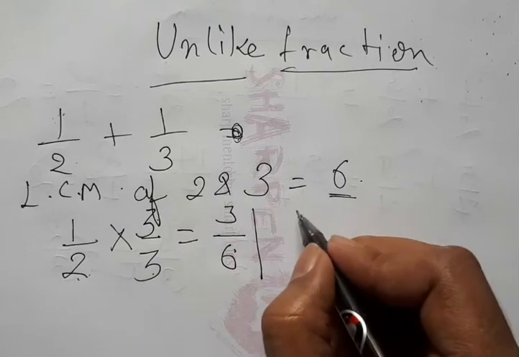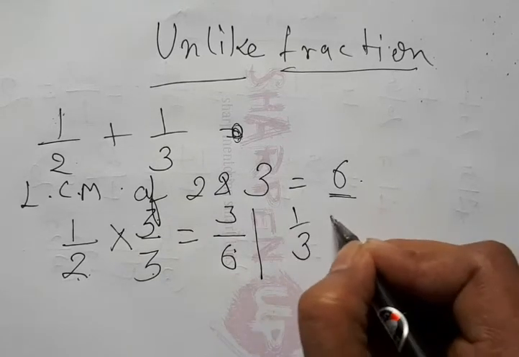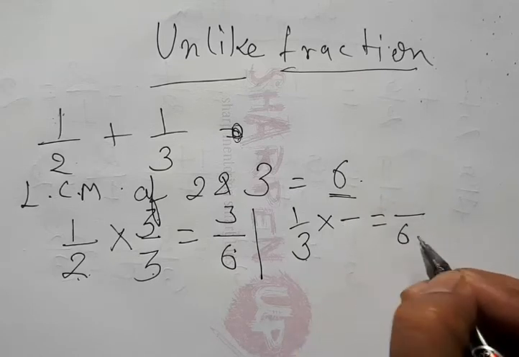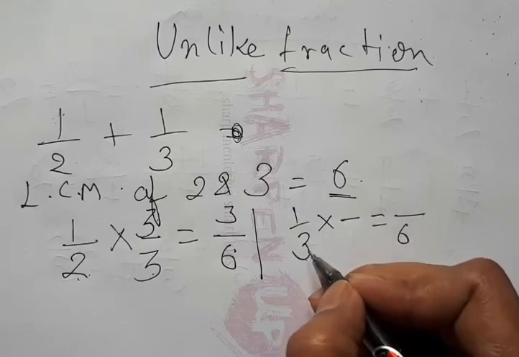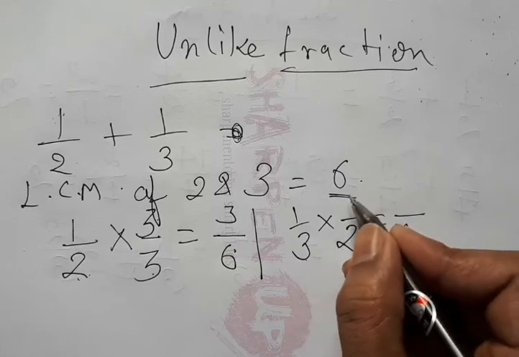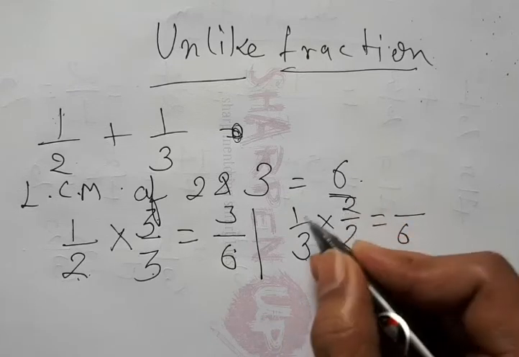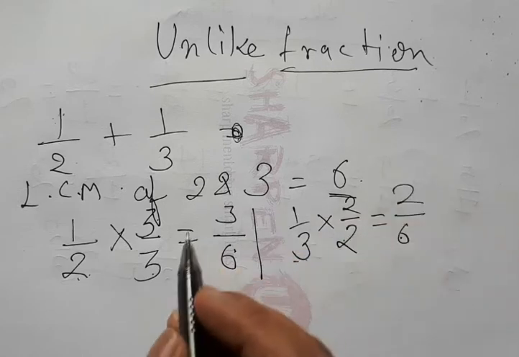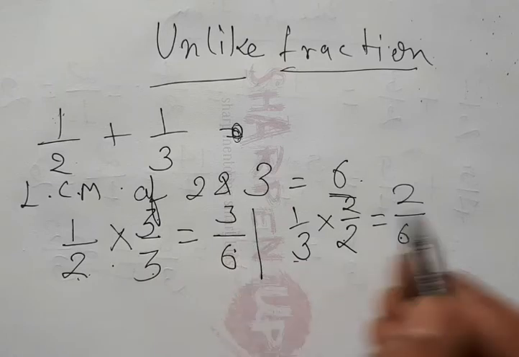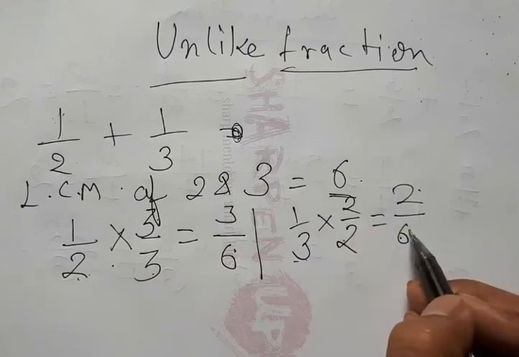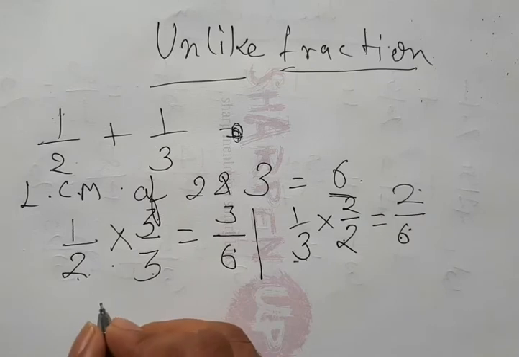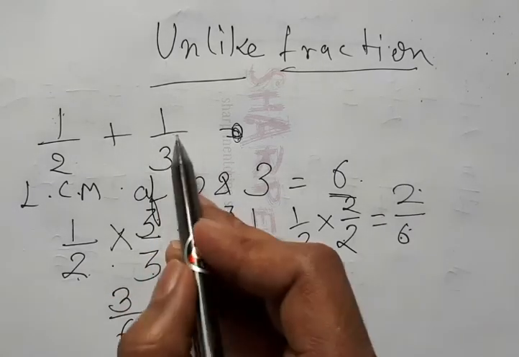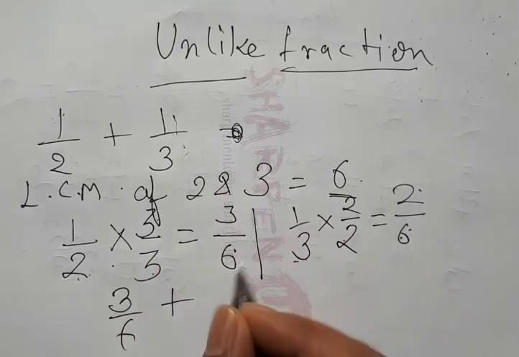Let's take our second fraction, 1 upon 3. I have to multiply a value so that I get the denominator as 6. What do I have to multiply in the denominator? 2. I will multiply the same value in the numerator. So 2 1s are 2 and 2 3s are 6. That means I have converted 1 by 2 into 3 upon 6 and 1 upon 3 into 2 upon 6. So 1 upon 2 can be written as 3 upon 6, plus 1 upon 3 can be written as 2 upon 6.